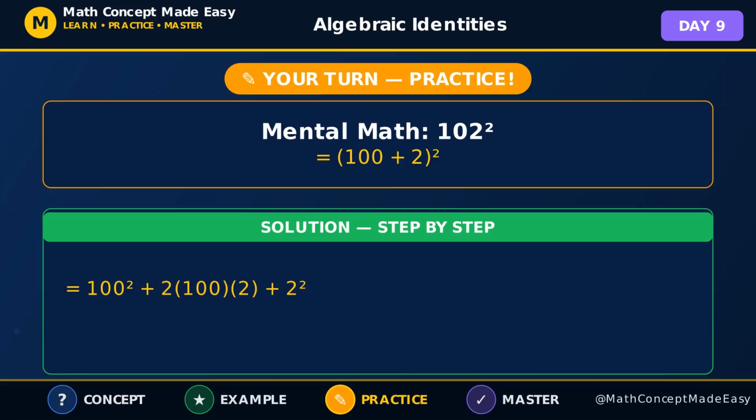Equals 100 squared plus 2 times 100 times 2 plus 2 squared. Equals 10,000 plus 400 plus 4 equals 10,404. How did you do? If you slipped anywhere, rewind and watch that step again. That is exactly how strong students learn.